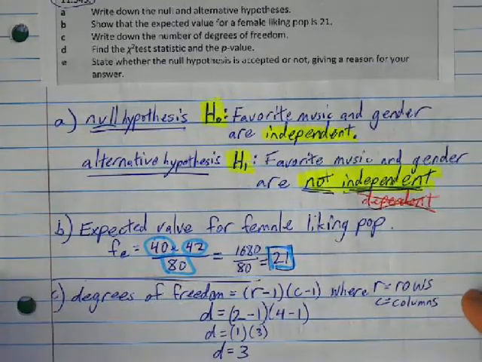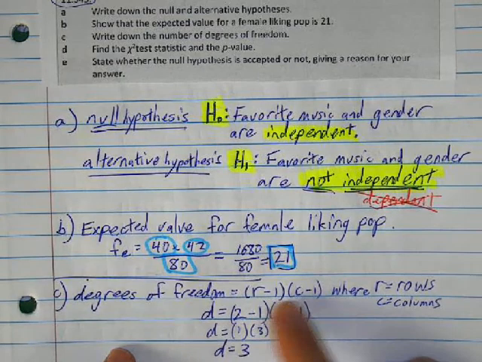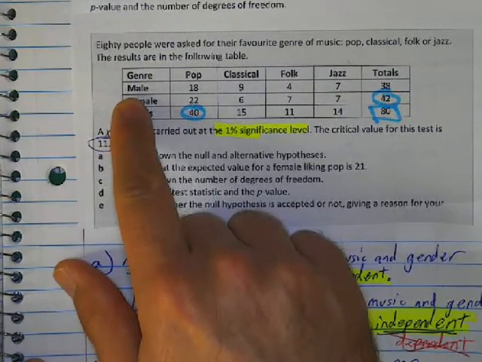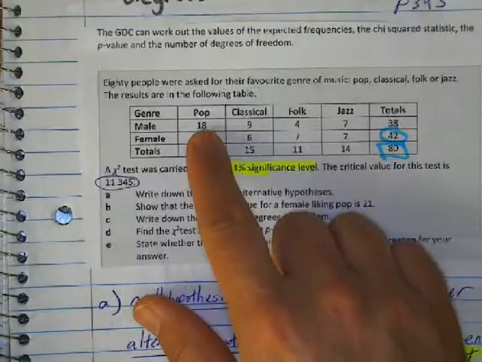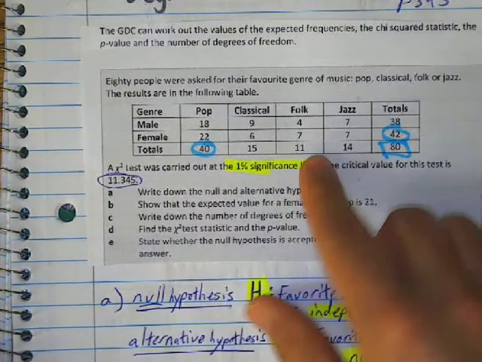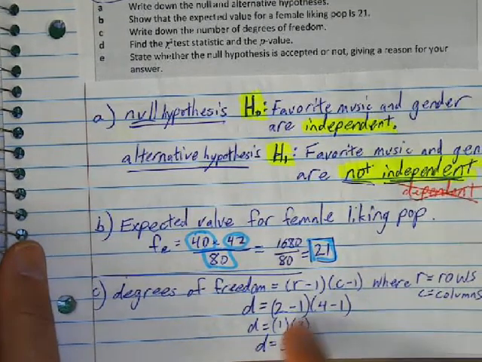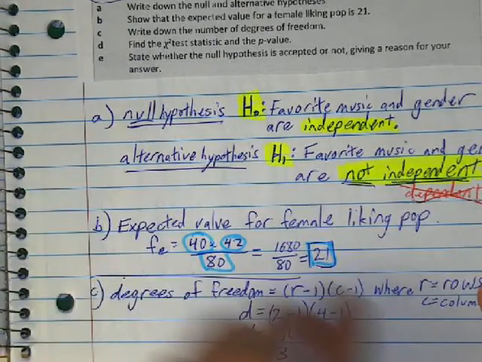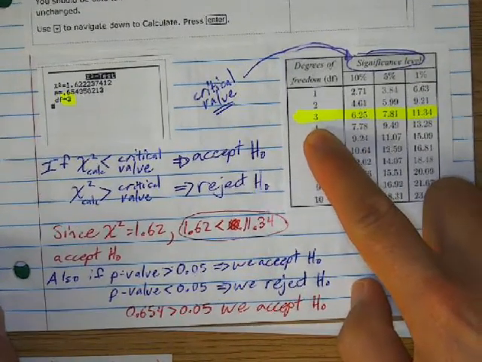Now, whenever you want to find degrees of freedom, you always use this relationship: the number of rows minus 1 times the number of columns minus 1. So if you look here at the data, there are 2 rows, males and females. Okay, so I'm going to have 2 for R. And then if you look up here, how many columns do we have? Pop, classical, folk, and jazz. That's 4 columns. So I'm going to put in a 4 for C. So 2 minus 1 is 1. 4 minus 1 is 3. Our degrees of freedom are 3. Okay? So that's why on this reference table, I'm using the degrees of freedom 3.